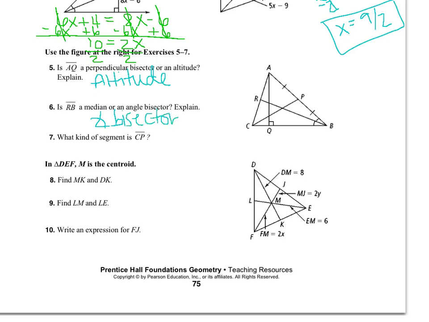Now, let's look at what it would be if it was a median. Medians will always have a side being cut into two congruent pieces. So looking at 7, it says, what is segment CP? Well, I'm taking this side AB and I'm cutting it into two congruent pieces. Okay, now, I don't have a perpendicular here. So all I've done is I've found the midpoint, point P, and I've connected that to the angle across. That is a median.